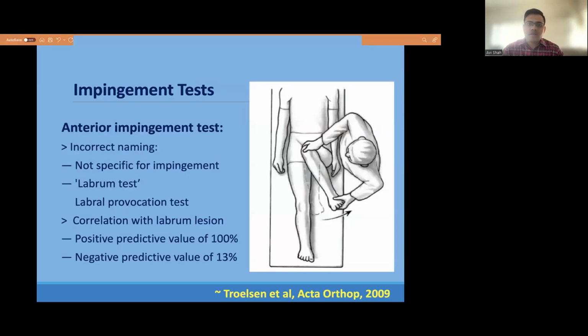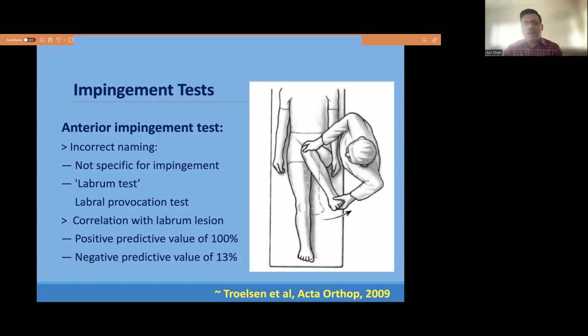Then we come next to the impingement test. So there are a few impingement tests. The first one is the anterior impingement test. So this test, when the patient is in supine position, you start from 30 degrees flexion and take it up to 90 degrees flexion, internal rotate and adduct the hip.